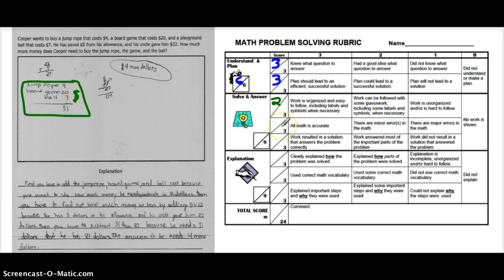Okay? All math is accurate. Clearly, 22 plus 5 is 27, 4 plus 20 plus 7 is 31, and 31 minus 27 is 4. So all math is accurate here.